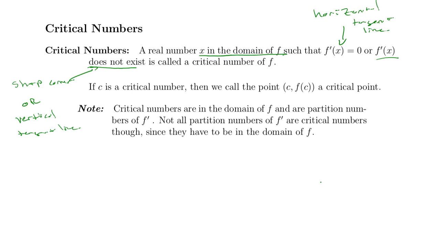If the function doesn't exist, we don't really care about that. Notice the critical point part kind of gets around that because we just see what the y value is that goes with it. If it has a y value, it's critical. If it doesn't, if there's something else going on there, like a hole or a vertical asymptote or something like that, if it's not in the domain of f, then it might be a partition number of the derivative, but it's not a critical number. Very small distinction, very important distinction. Come back to that difference every now and then just to remind yourselves because it's easy to mix that up.